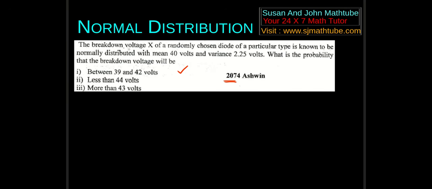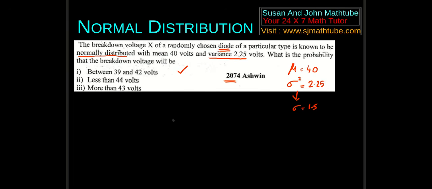So it's given that the breakdown voltage of a diode is known to be normally distributed, and the mean is given, and be very careful with this, the variance is given. So it is not sigma, but sigma square is given to be 2.25, and that means sigma will be 1.5. Just take the square root, it is 1.5.